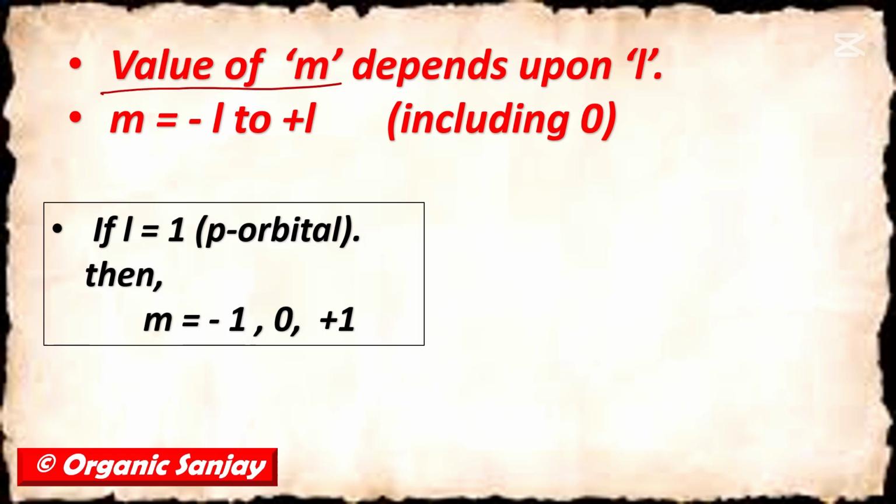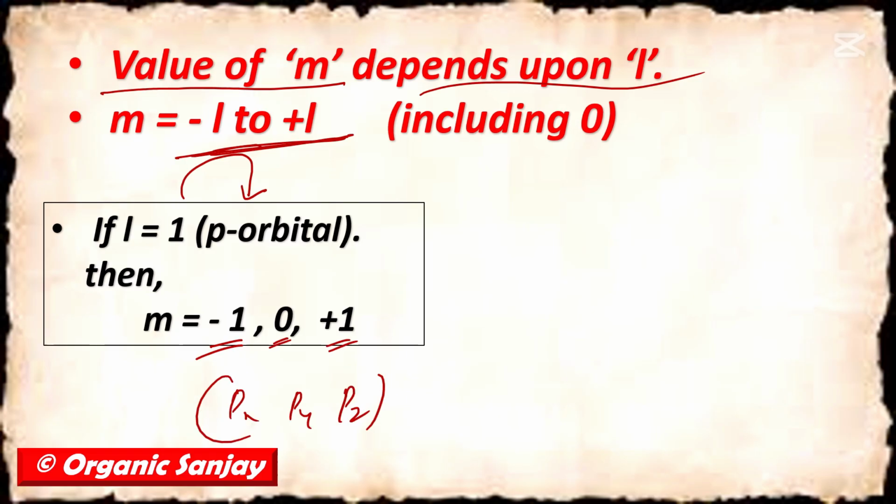The value of m depends upon the value of L, and the value of m ranges from minus L to plus L, including 0. For example, if L is equal to 1, that means p orbital, then m will be minus 1, 0 and plus 1. It means px, py, pz. So there are 3 types of p orbital, given by the magnetic quantum number.